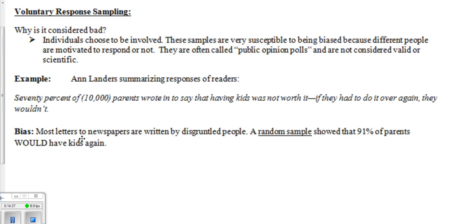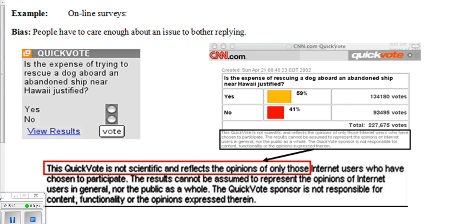The bias is that most letters to the newspaper are written by disgruntled people. A truly random sample would show that 91% of the parents would have kids again. Most people who are content with their lives, or happy with what's going on, don't need to write into somebody like Ann Landers. They don't really care. It's not that big of a deal. So if you truly got a random sample, actually 91% of them say they would have kids, whereas in this case, 70% of them said they wouldn't. So the data is very different based on who is calling in or who is answering and why.